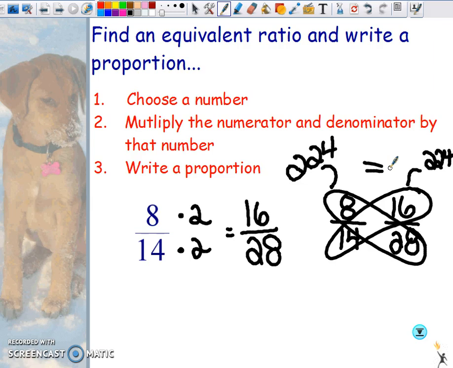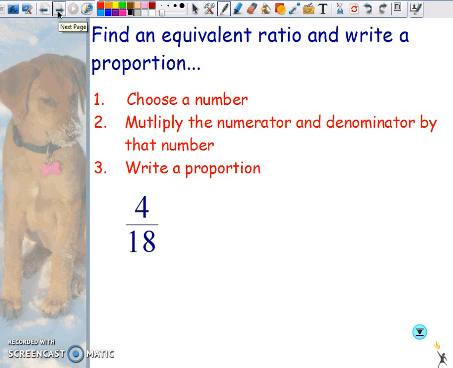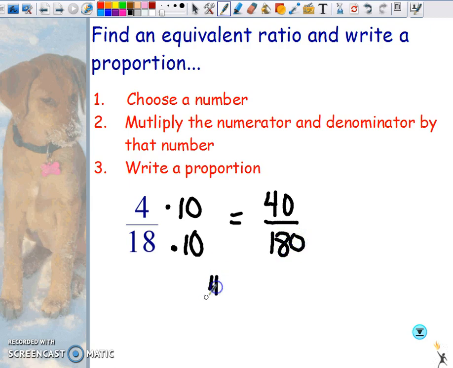You can also obviously divide as well, and it will still be equivalent. It's usually easier for us to multiply though. Okay, one more. An equivalent ratio for this, again, we can multiply the numerator and the denominator by the same number. I'm going to use something really simple. I'm going to use 10. I just chose it. I like the number 10, and I know that all I have to do is add a 0 at the end, so 40 over 180. Yay! So these two are equivalent ratios.